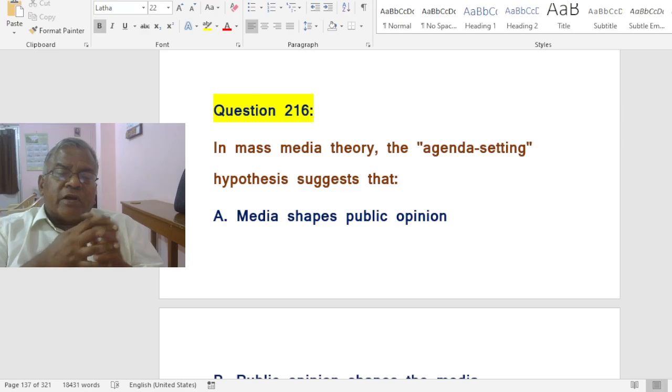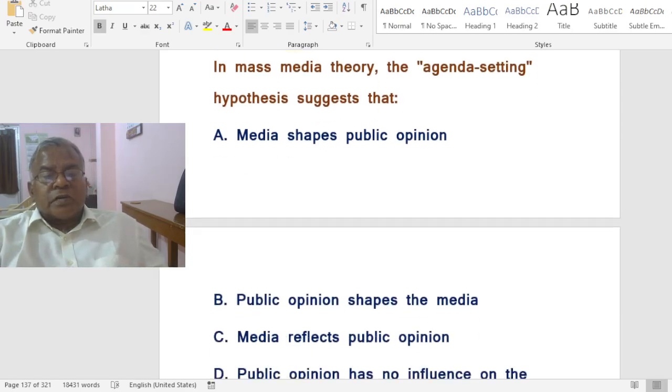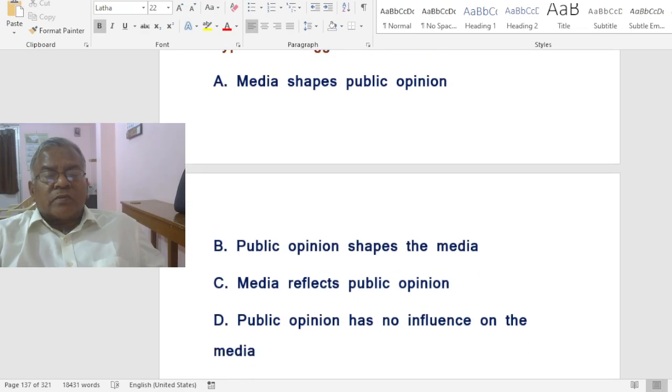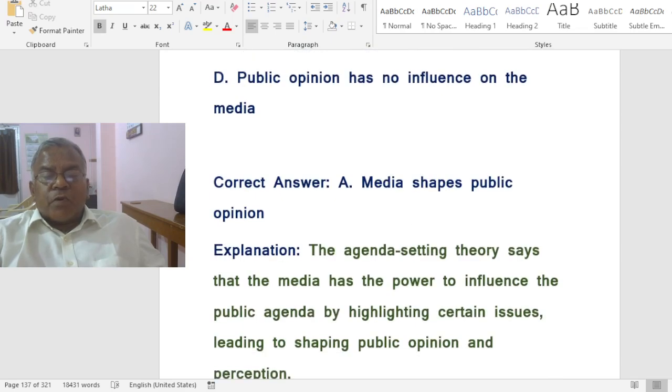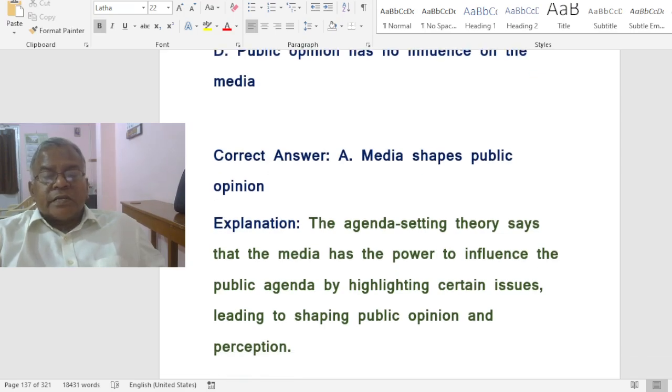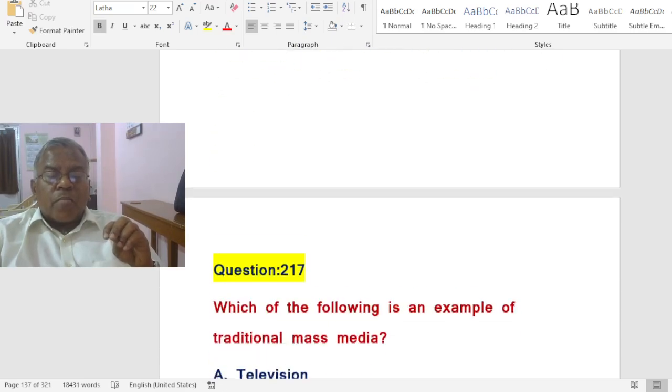In mass media theory, the agenda setting hypothesis suggests that there are four options given. Agenda setting means what? That is, media shapes public opinion. The agenda setting theory says that the media has the power to influence the public agenda by highlighting certain issues, leading to shaping public opinion and perception.